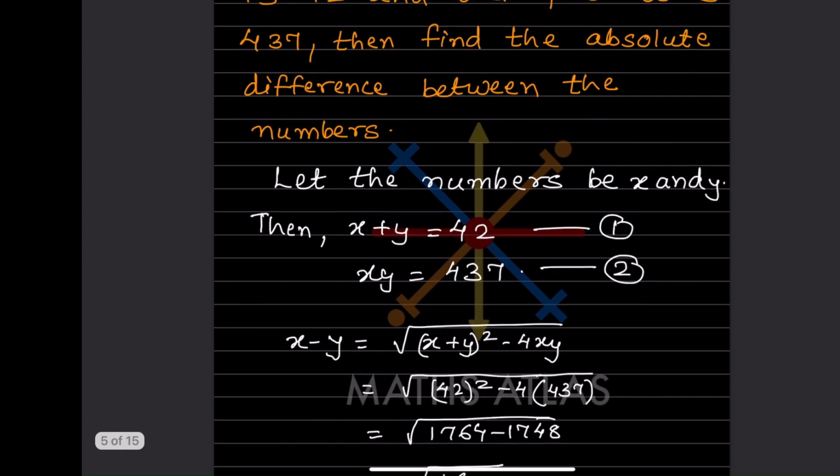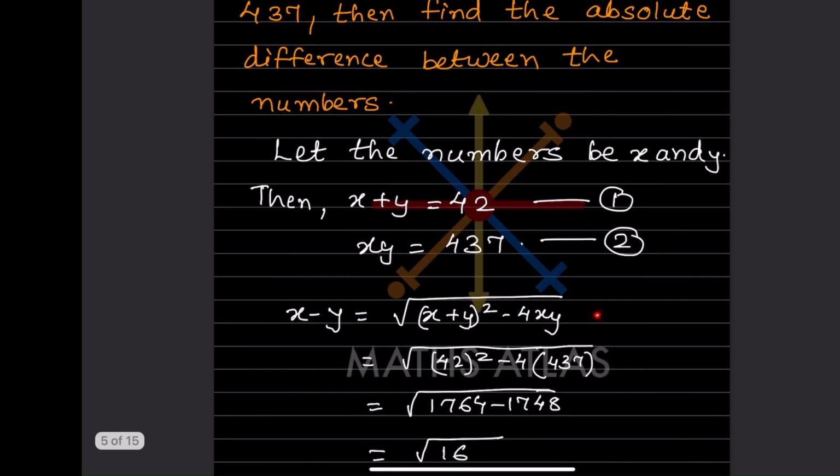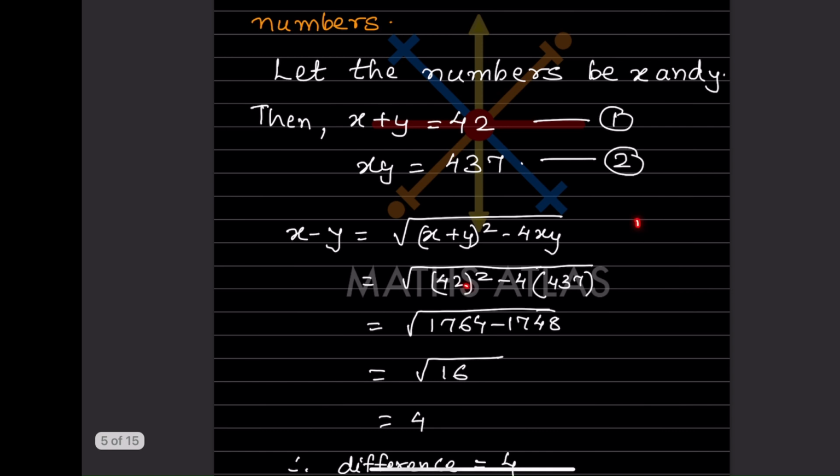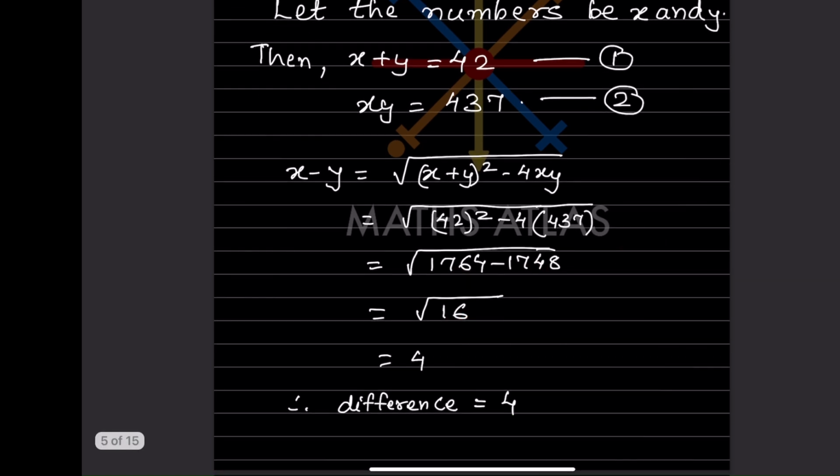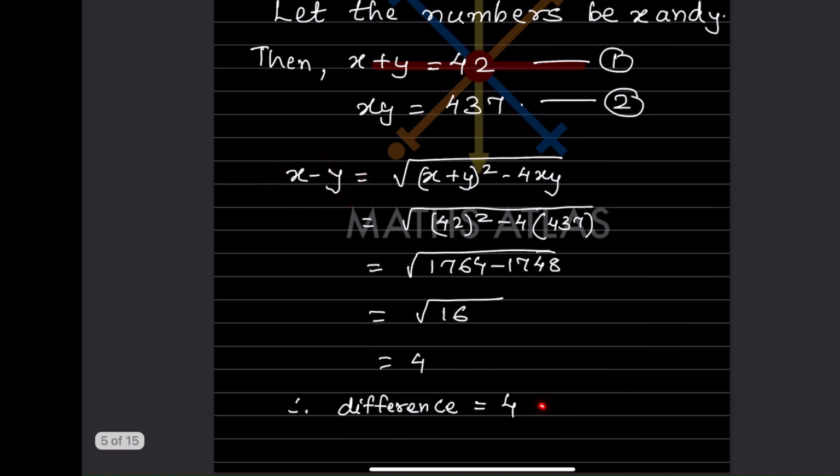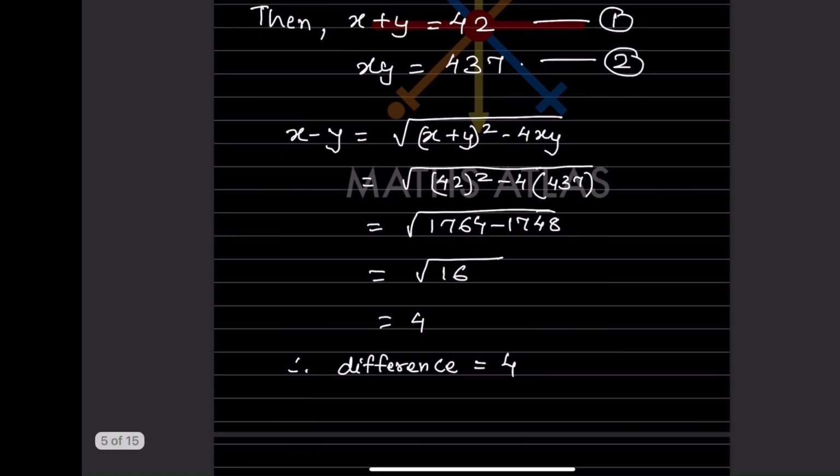Now after writing this formula, what are you going to do? We know x plus y is 42, so you can write 42 in place of x plus y, and that is squared, minus 4 times xy, which we know is 437. Multiplying 42 by 42, you get 1764, and multiplying 4 by 437, you get 1748. When you subtract these, you get 16, that is root of 16, and you know the root of 16 is 4. So we can say this is the difference. So by this we have completed today's work.